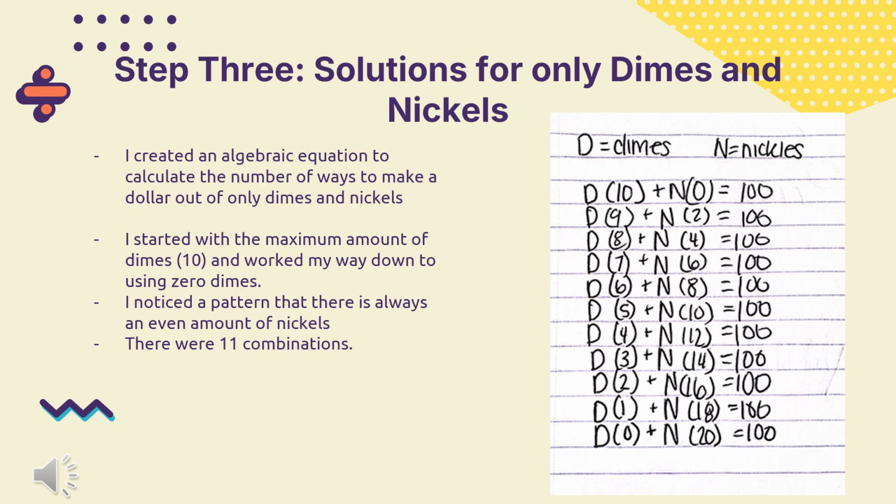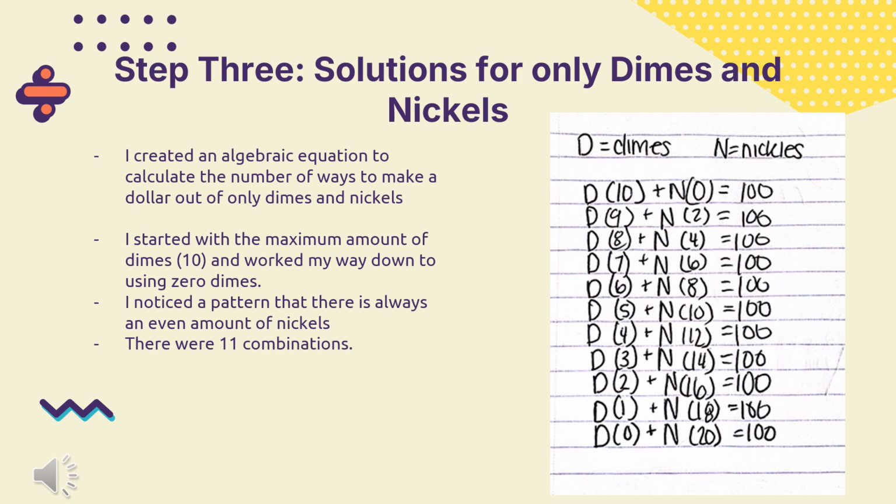This is Lydia, and Heidi and I were in charge of finding how many solutions of nickels and dimes alone there were to equal a dollar. We started by setting up an algebraic equation where D represents the number of dimes and N represents the number of nickels to equal 100. We started with 10 dimes and worked our way down to 0.